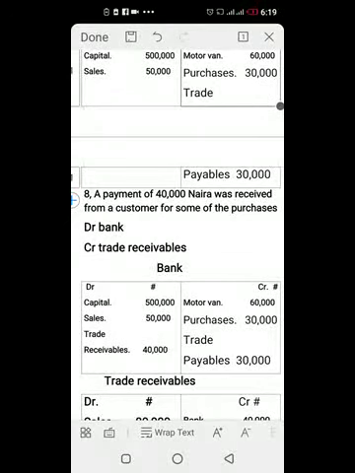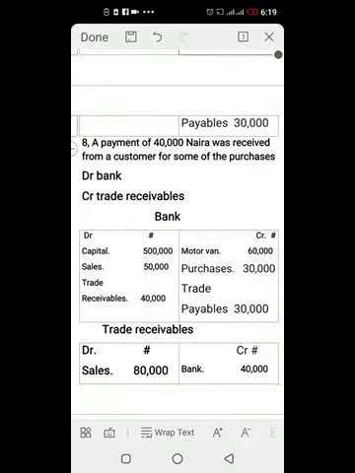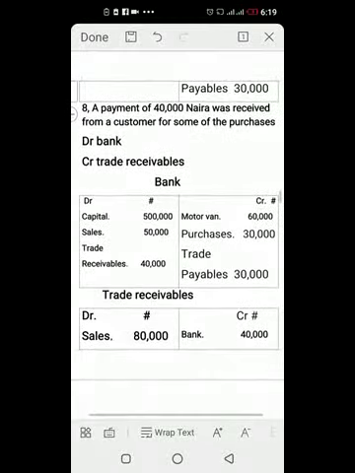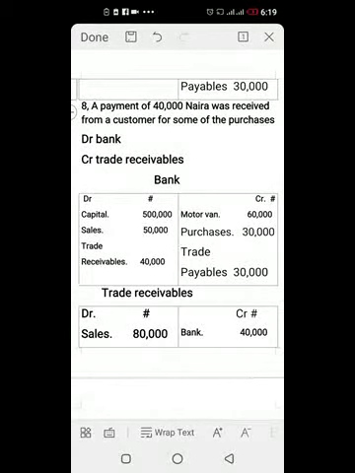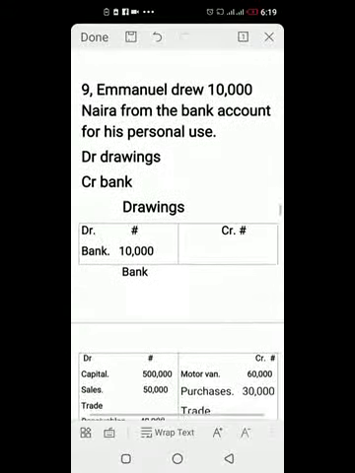Then number 8, a payment of 40,000 naira was received from a customer for some of the purchases. That means you debit bank and then you credit trade receivables. We have already done that. That is that. You debit bank 40,000 naira and then you credit trade receivables 40,000 naira.